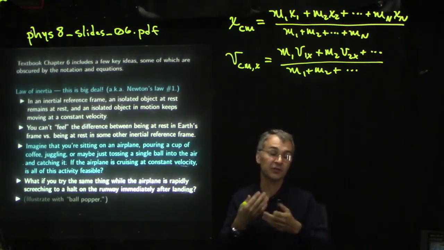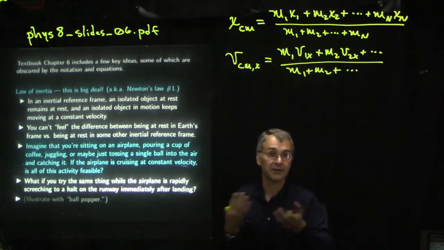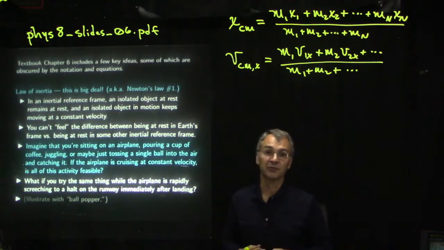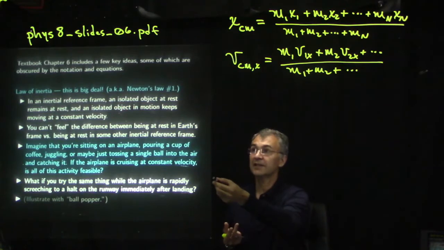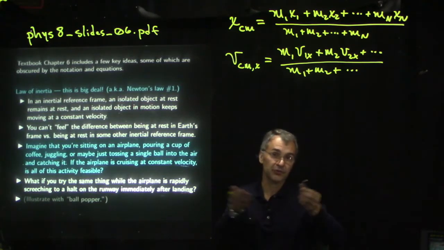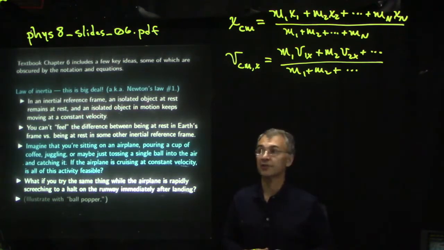So there are no, in Newton, if you took physics before, you've probably heard, no unbalanced force. In other words, the vector sum of forces acting on the object must be zero. But in the language that we've used so far in this book, an isolated object at rest remains at rest. That means there's nothing pushing or pulling on it. And an isolated object in motion keeps moving at constant velocity.